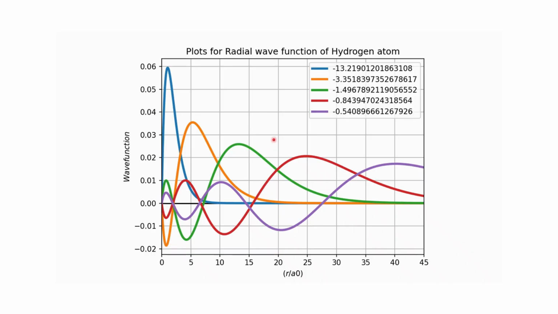So, in this way, we are able to calculate the approximate energy as well as the variation of different wave functions of the hydrogen atom using the finite difference method in Python code.